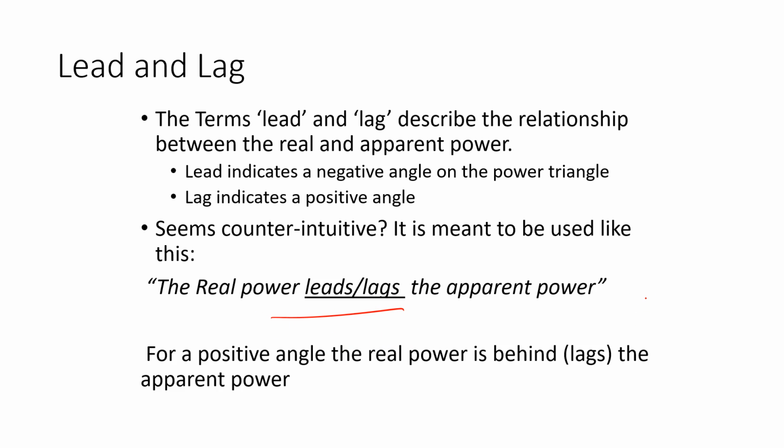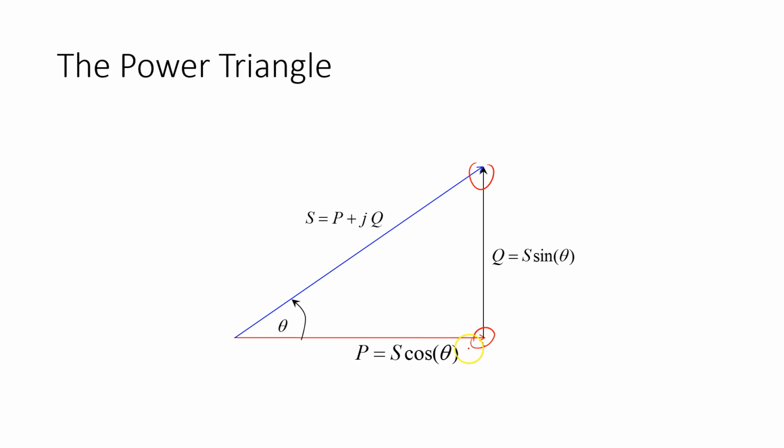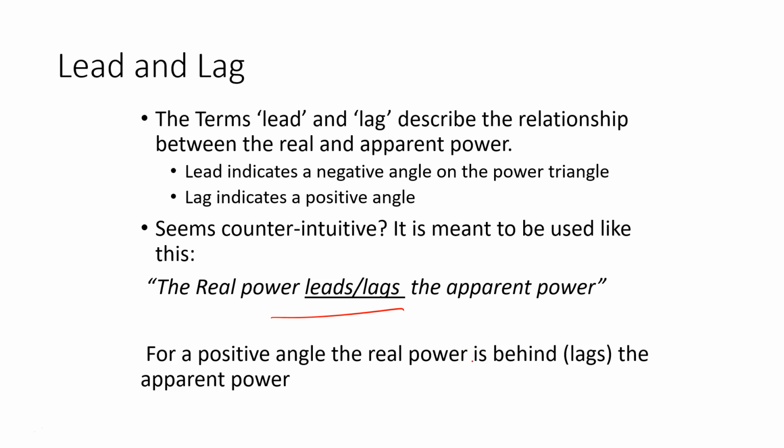So that is what we're looking at. The real power leads or lags the apparent power. So as we had here, for a positive angle, P lags S. And you'd hear the term lagging power factor used a lot in the power industry. This is because we have a lot of motor loads, transformers and so on, which are all inductive elements. So we have a lot of energy stored in magnetic fields of the inductors, and that gives us positive Q. So we always have a lagging current, a lagging load.